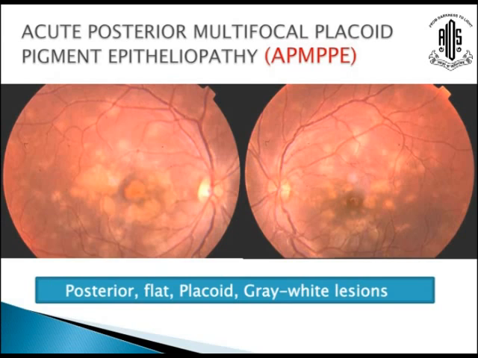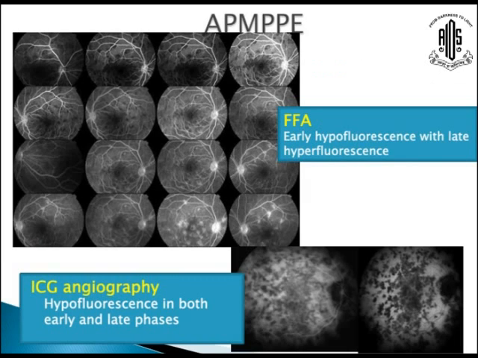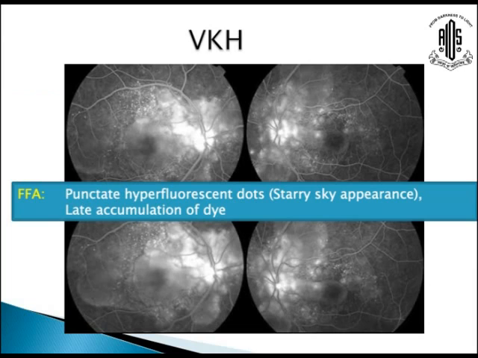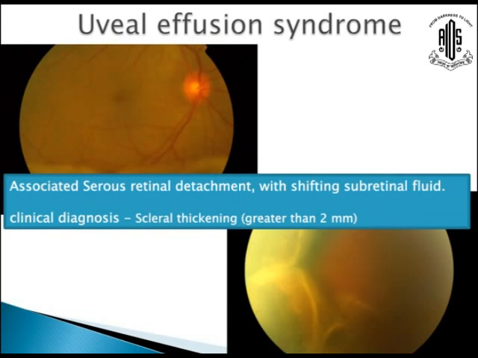Another case is APMPPE, which is a uveitic entity with multiple posterior gray-white lesions, and here the angiography will show early hypofluorescence and late hyperfluorescence, unlike in CSCR, and ICG angiography is also hypofluorescent in both early and late phases. And Harada's disease is another uveitic entity which can present with multiple serous detachments of the macula. And here the punctate hyperfluorescence like this, bilateral, with late pooling of the dye, the starry sky appearance, is classical of Harada's disease.